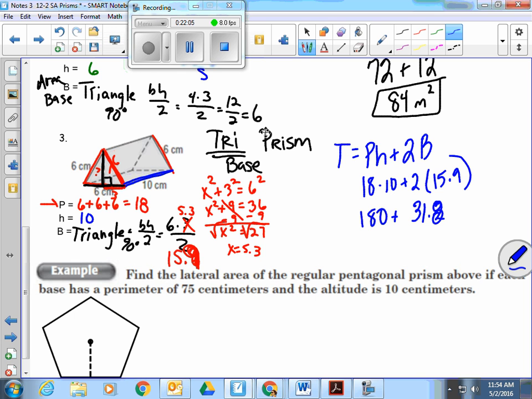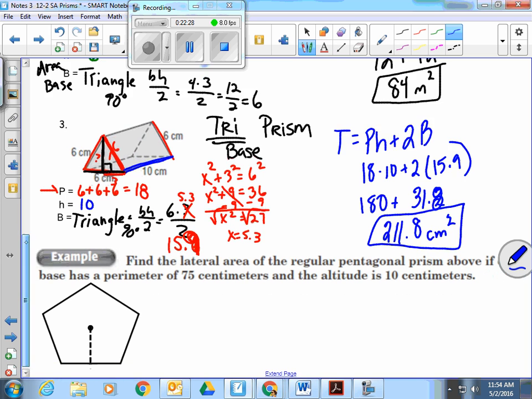And so my final answer would be what? Is it 211? 211.8 centimeters squared. Okay. Questions? Not that much different from what we were doing, is it?